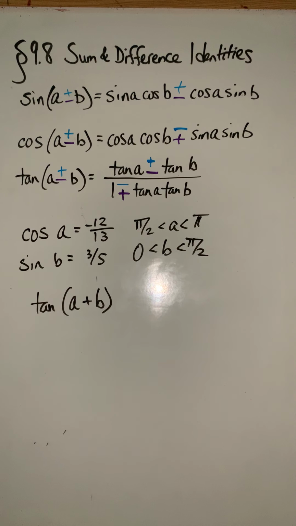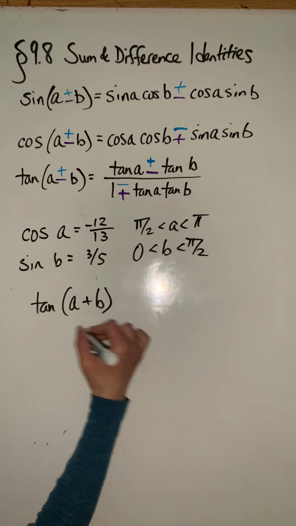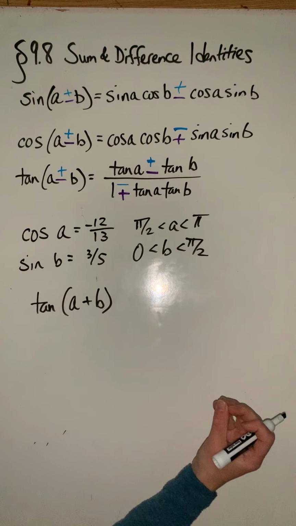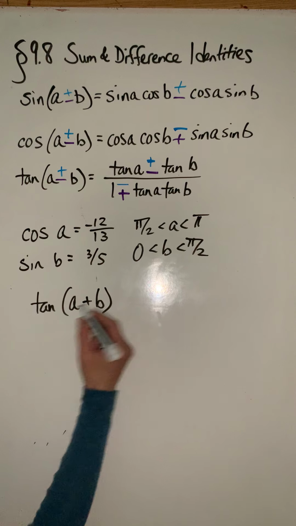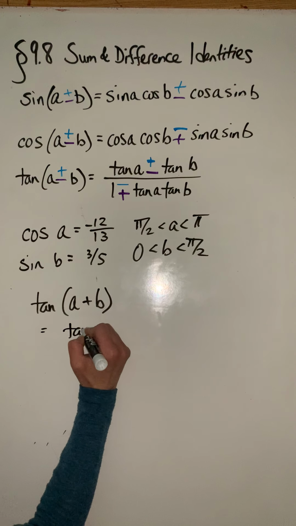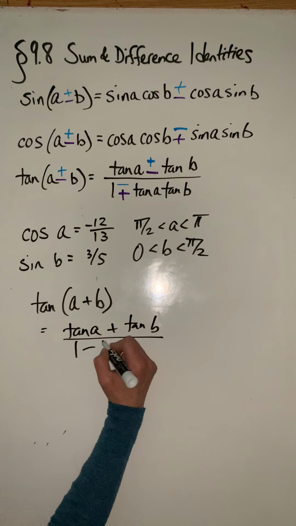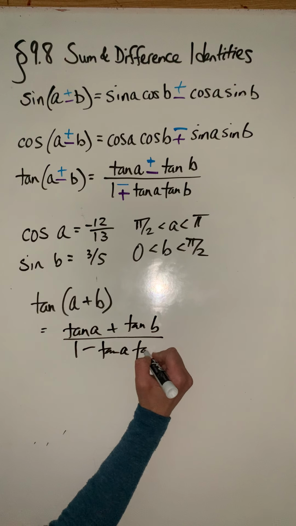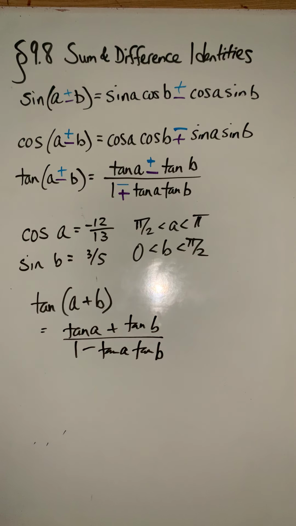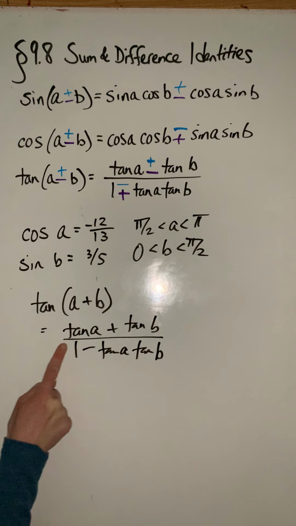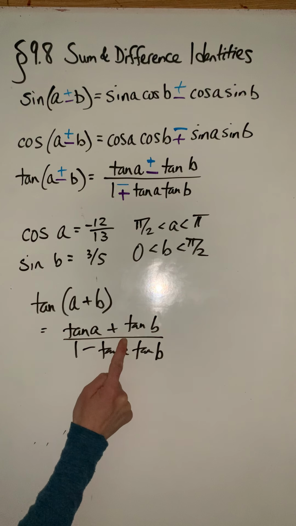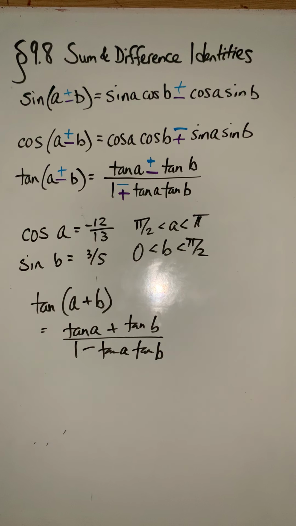Okay, so what's the very first thing we're going to do? Well, first thing we're going to do is take the tangent of a plus b and expand it, right? If we expand this, we get the tangent of a plus the tangent of b all over 1 minus tangent a, tangent b. Okay, in order to evaluate this, we need to know the values of the tangent of a and the tangent of b, right? Well, how can I find those?